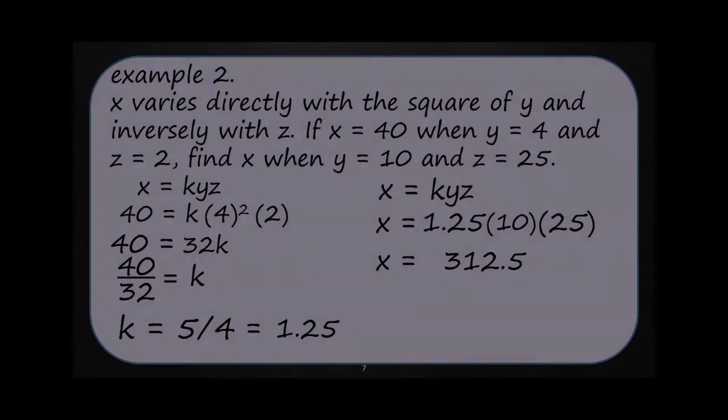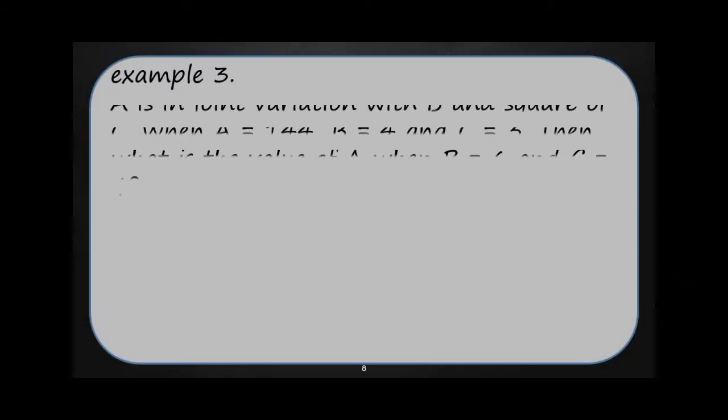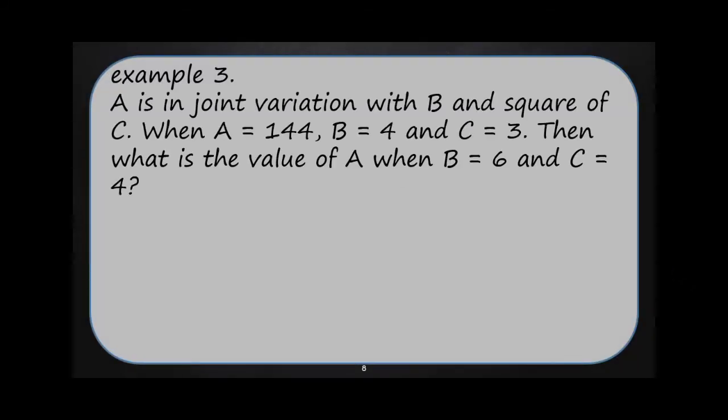Now, let's have example number 3. A is in joint variation with B and the square of C. When A is equal to 144, B is equal to 4, and C is equal to 3. Then, what is the value of A when B is 6 and C is 4?